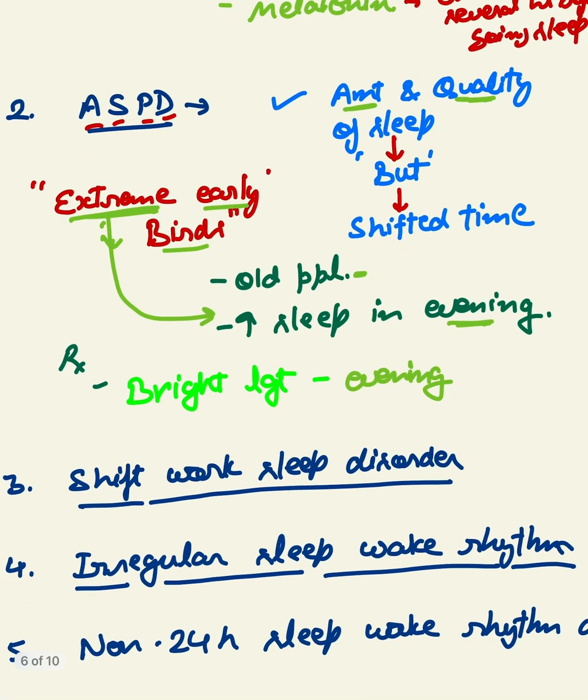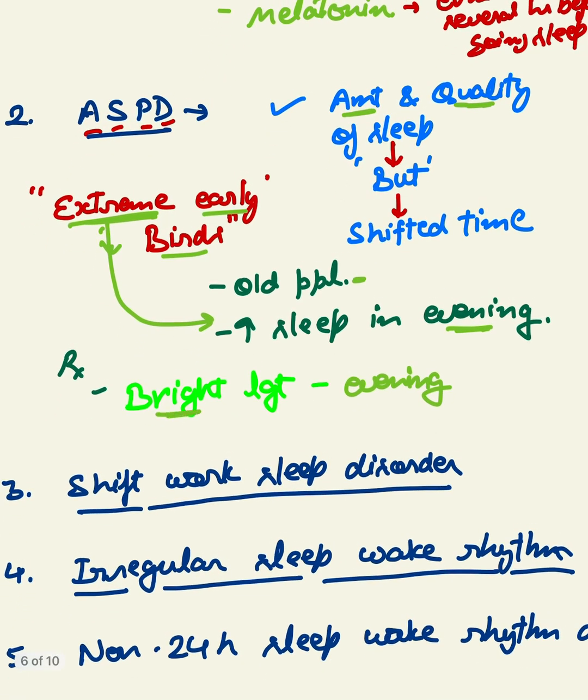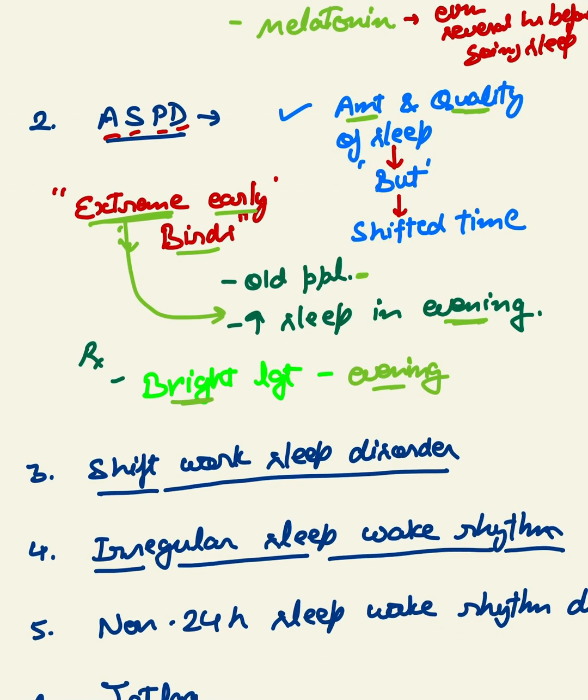What is the therapy for them? Bright light therapy in the evening hours is generally recommended, and also we can give melatonin during bedtime when these patients are about to go to sleep, right?